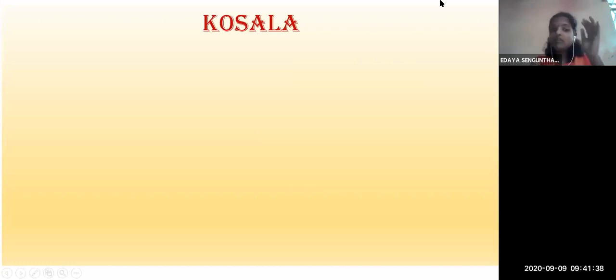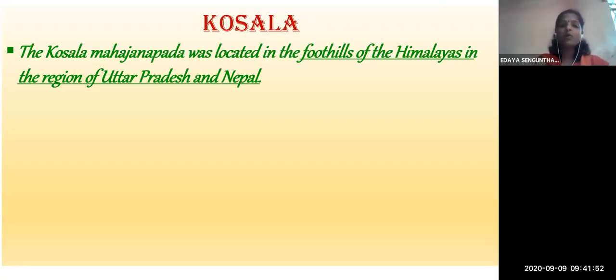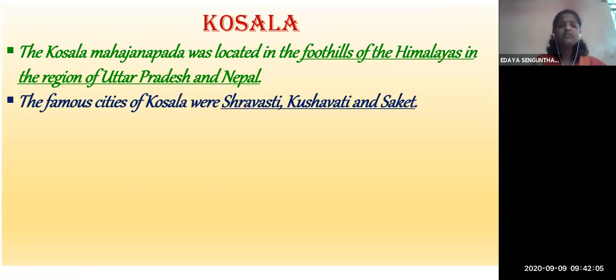Now, individually, we will learn about each of the 4 most powerful Mahajanapadas we learned: Kosala, Vatsa, Avanti and Magadha. Out of them, what are the specialities? We will learn one by one. Kosala. The Kosala Mahajanapada was located in the foothills of Himalayas in the region of Uttar Pradesh and Nepal. This is its location. The famous cities of Kosala were Shravasti, Kushvati and Saket.